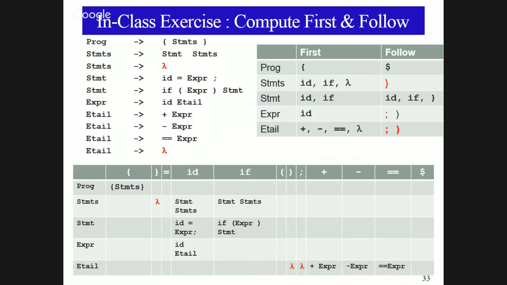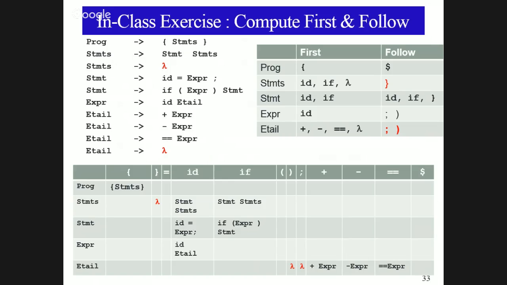Statement can either be ID or if, so they go in twice. Notice I'm not changing the rules. I'm not putting ID equals something here. I'm still using the original rules, whatever they happen to be, and just putting them into place in the table. They have to go in at least once. So I found a home for it. I'll come back to the lambda in a little bit. Statement could either be ID equals expression, semicolon, or if expression, semicolon. Those are the 2 rules I have.